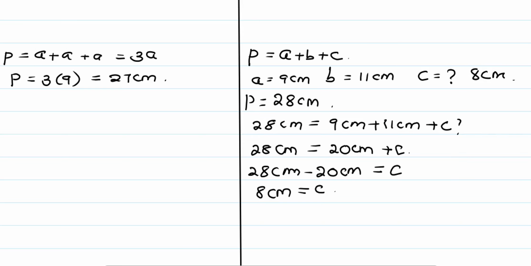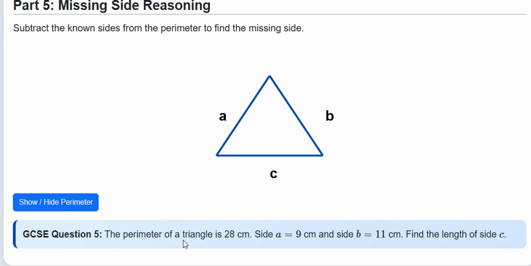So that's how we find a missing side when we are given two sides and then given the total perimeter, and we are told now to find the third side.